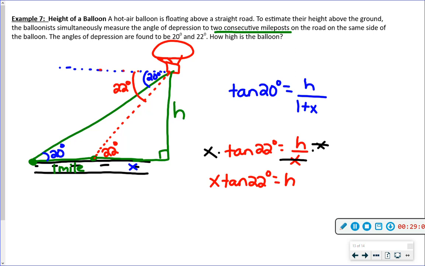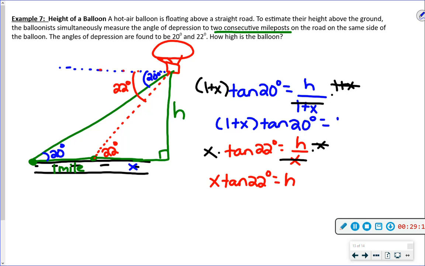The blue one, I'm going to do the same thing. I'm going to clear the denominator. I just don't like the fractions in it because these look messy. So my blue one is 1 plus x, tan of 20, equals h. And you're like, we're still not getting anywhere, right? I haven't solved for anything. But wait. They both equal h.